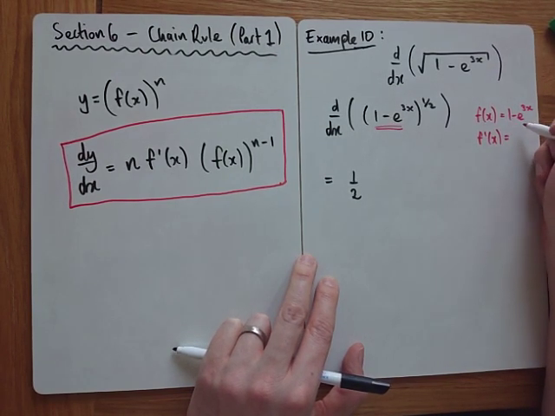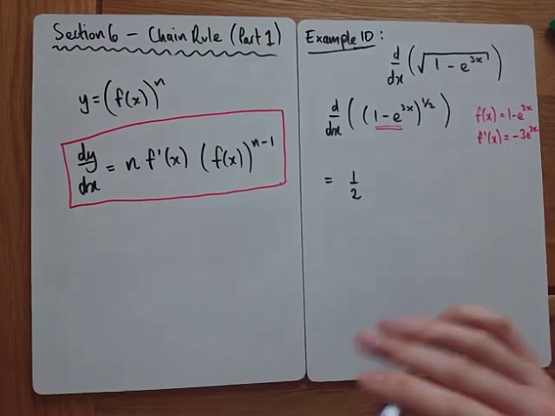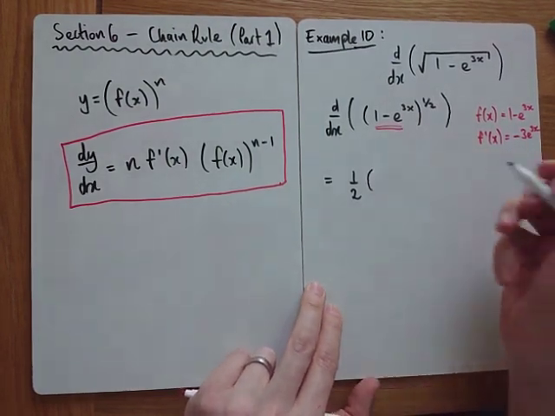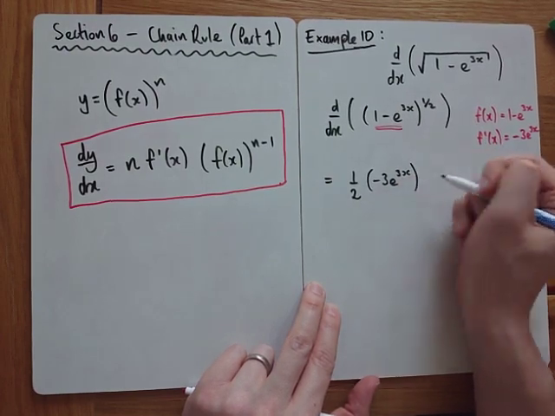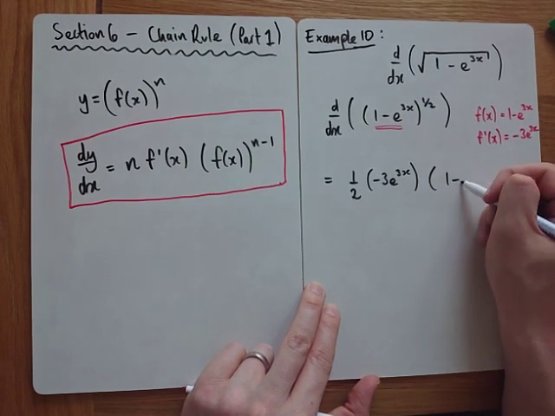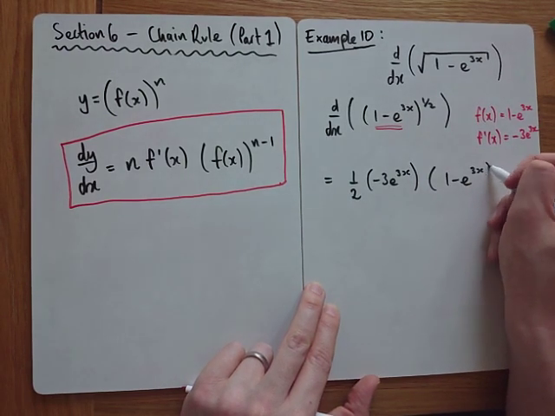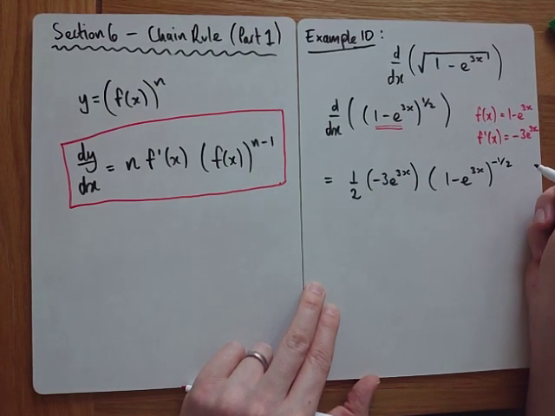Differentiate 1, you get 0, it's just a constant. Differentiate this one, that'll become minus times by the 3. Okay, so our derivative that I'm multiplying by as well would be minus 3 e to the 3x. And then we take 1 off the power. Okay, so that would be 1 minus e to the 3x. Power's a half, take 1 off, so you get minus a half.